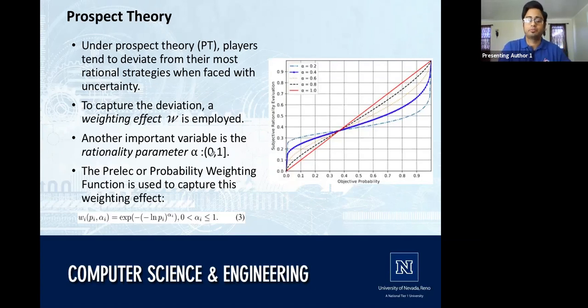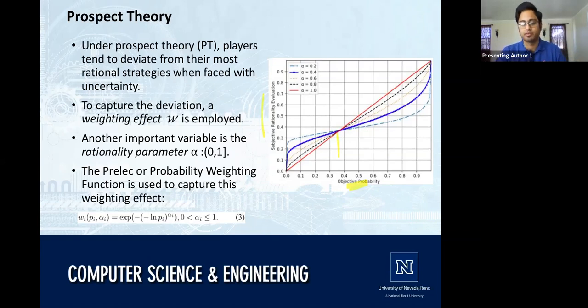Now, in game theory, a very prominent equation that is used to capture this weighting effect is the Prelec, or the probability weighting function. I can showcase what I mean by that in the graph over here. This graph showcases the objective probability of an event that is going to happen, and then the subjective evaluation that the event's going to happen based on player rationality, which every curve is signifying. There's an inflection point over here, which is at about 0.37. And on either side, player rationalities tend to flip the order at which they weigh certain strategies.